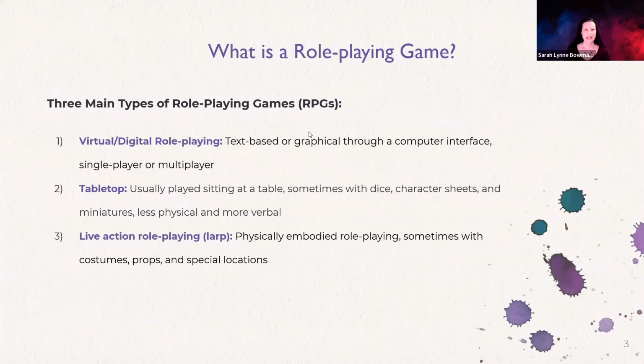So there are three main types of role-playing games, also called RPGs. There are virtual or digital role-playing games. These can be text-based or graphical, but they generally use a computer interface, and they can also be single or multiplayer. There's tabletop role-playing, which is what we're going to focus on today, which is usually played sitting at a table, sometimes with dice, character sheets, miniatures. It's less physical and more verbal. And then live action role-playing, or LARP, is a physically embodied form of role-playing, sometimes with costumes, props, and special locations, but not always.